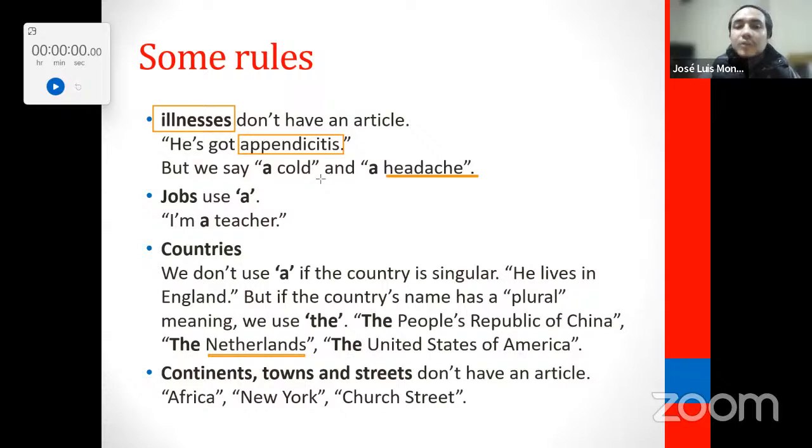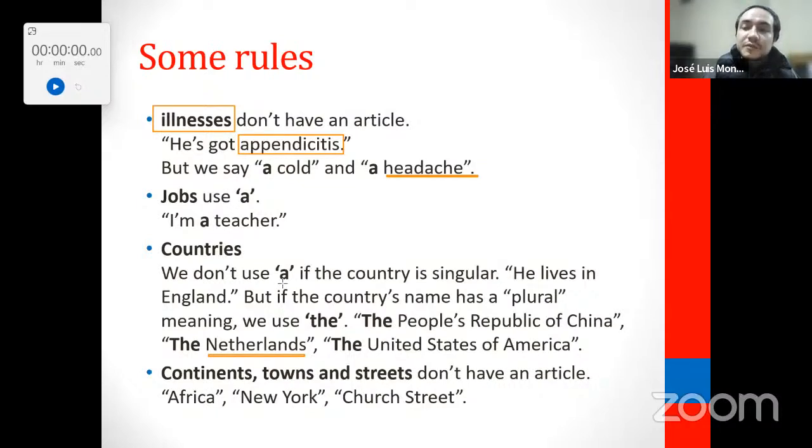This is only with the word. You don't use articles except for this, right? Let's say, but we say a cold or this word. I'm going to make you repeat that word before. Then jobs, that's what I was telling you, right? You have to use an article for jobs, for the profession. It's incorrect if you don't use an article for professions.